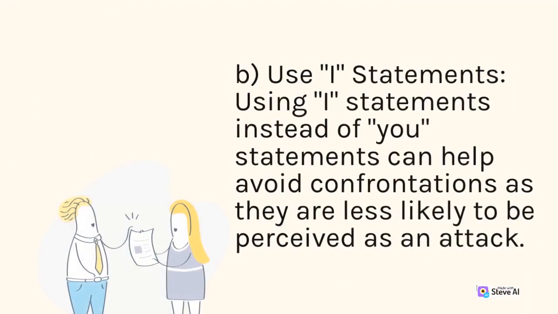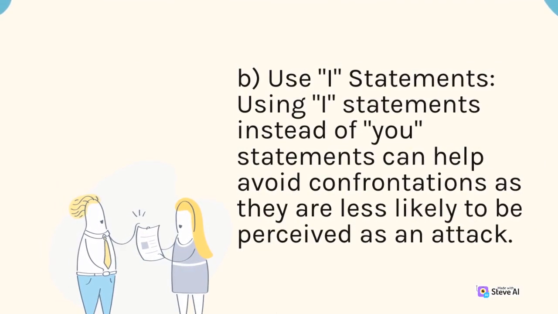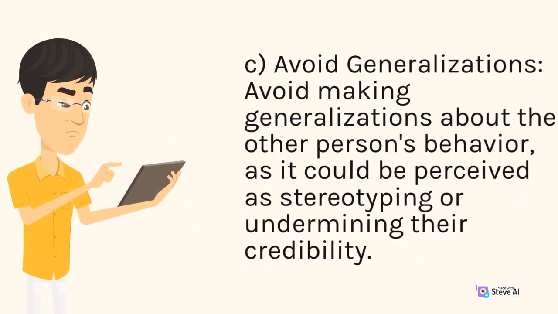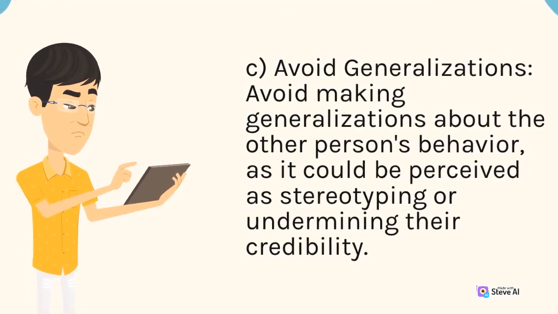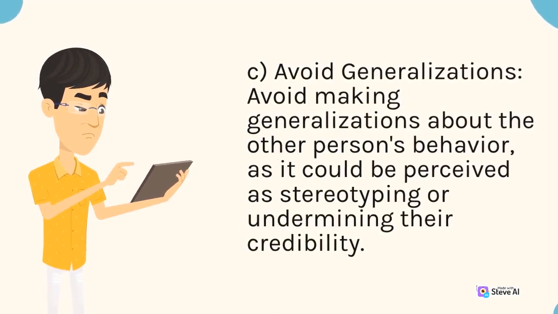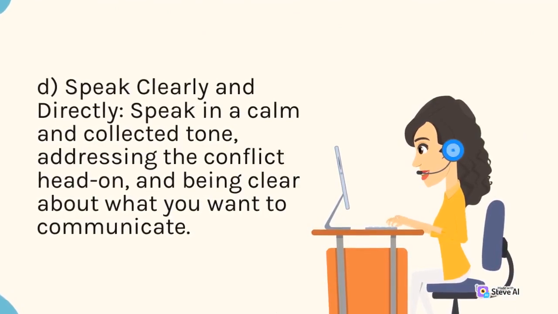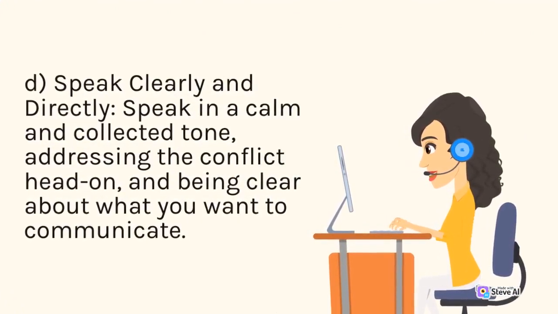B. Use I statements. Using I statements instead of you statements can help avoid confrontations as they are less likely to be perceived as an attack. C. Avoid generalizations. Avoid making generalizations about the other person's behavior, as it could be perceived as stereotyping or undermining their credibility. D. Speak clearly and directly. Speak in a calm and collected tone, addressing the conflict head-on, and being clear about what you want to communicate.